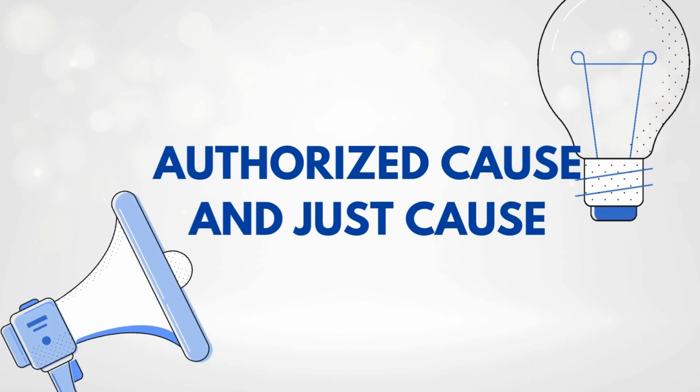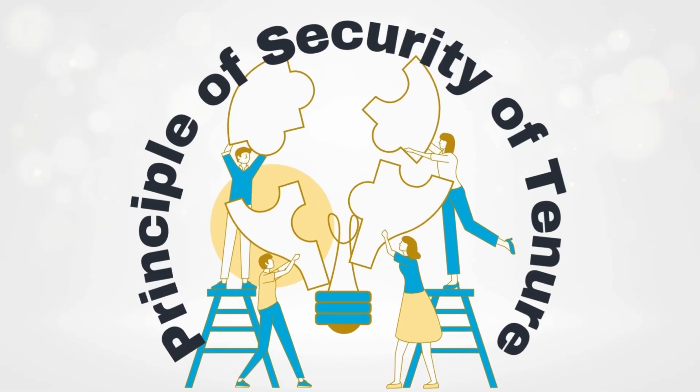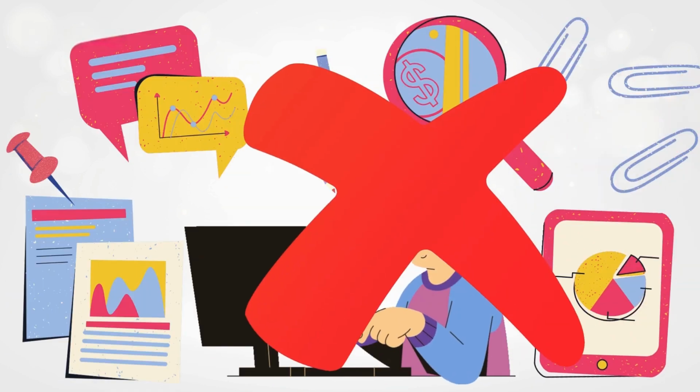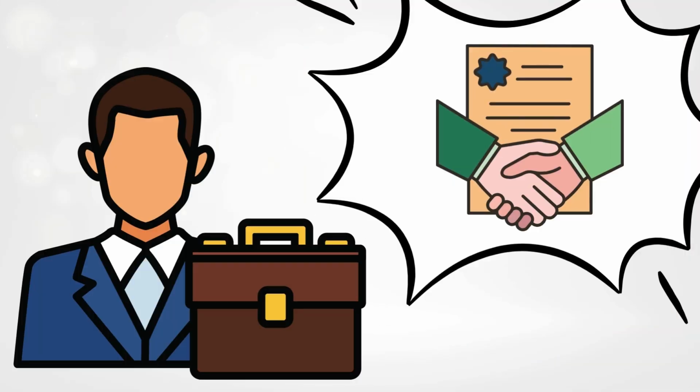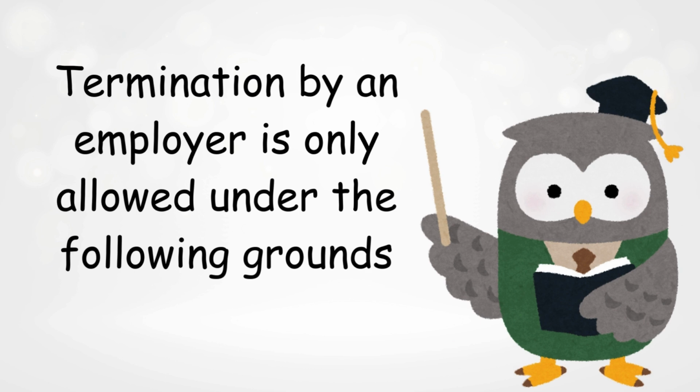Today we'll be talking about authorized cause and just cause. Are you a regular employee but got terminated without a valid reason? Under the principle of security of tenure, a regular employee cannot be dismissed without a valid reason. Labor Code, P 442, Article 294. Employers must provide proof and a valid legal ground for termination. Termination by an employer is only allowed under the following grounds.